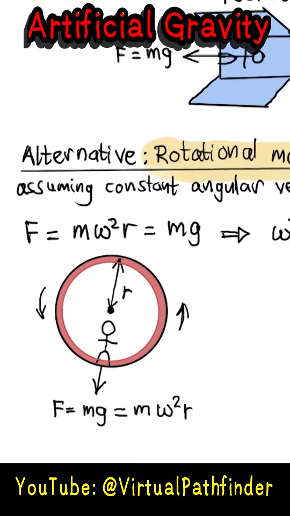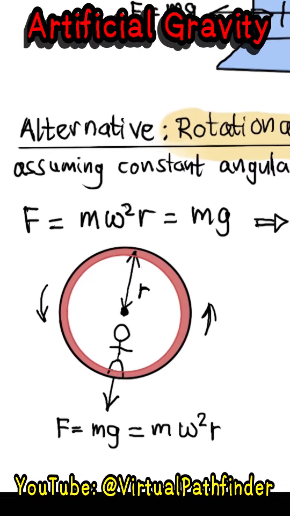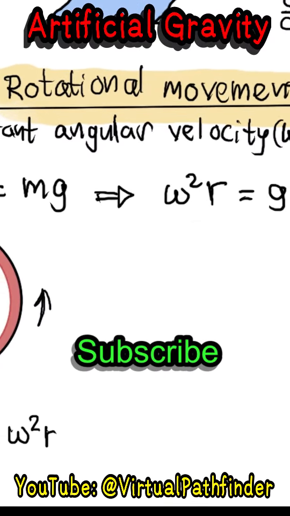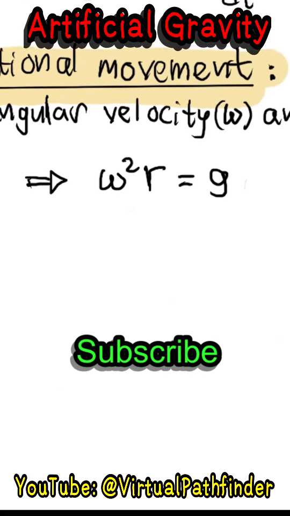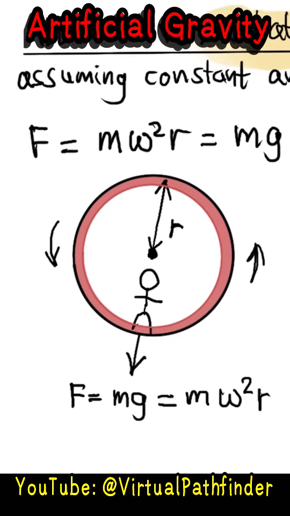If this is equal to the force of gravity on Earth, we have a situation resembling the gravity where F equals m omega squared r equals mg, which corresponds to omega squared r equals g. When standing inside a rotating barrel, this force will pull the body away from the center of rotation.